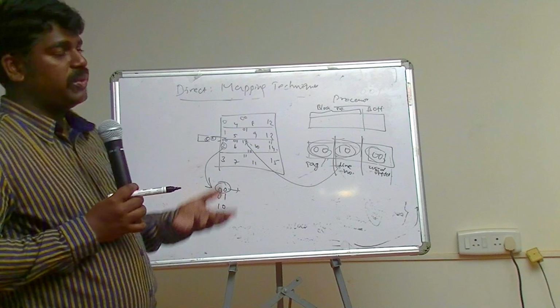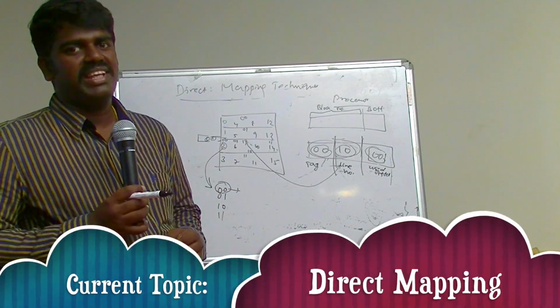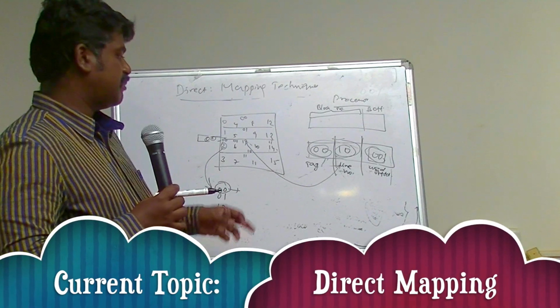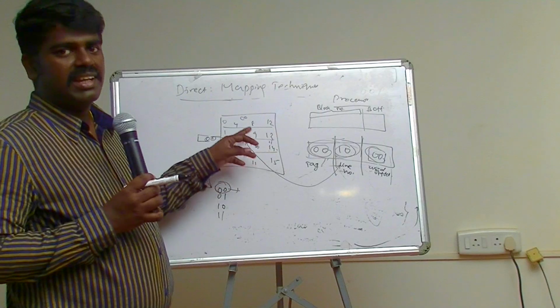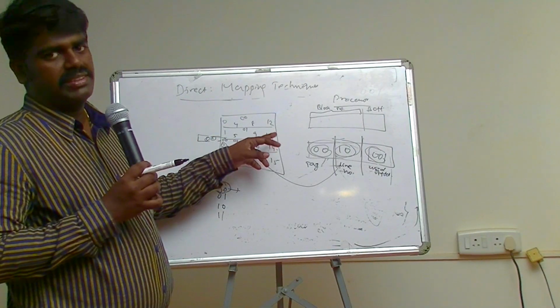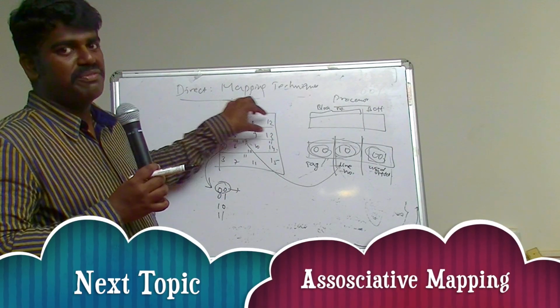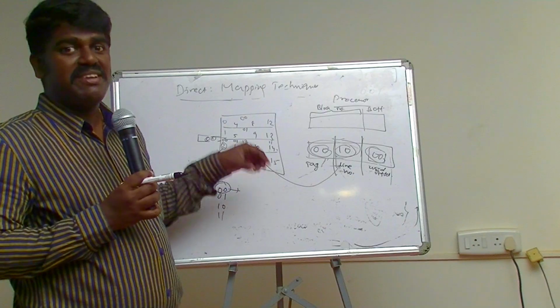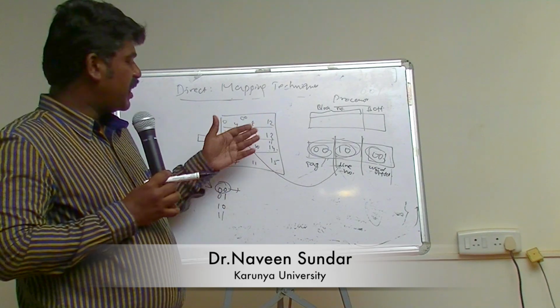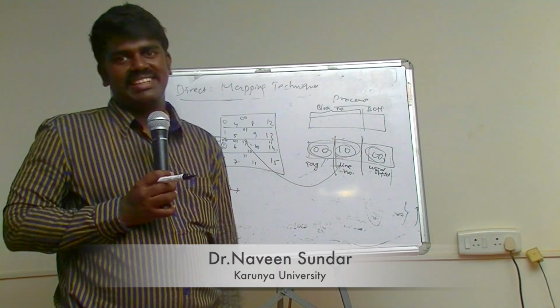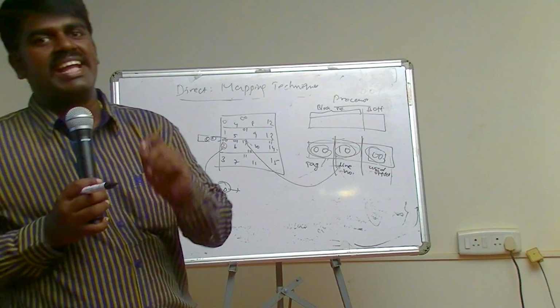But I told you the demerit of direct mapping is that it is completely mapped. This particular line is reserved for these 4 different blocks only. Even if it is free, it cannot hold any other block. So that is the demerit in direct mapping.